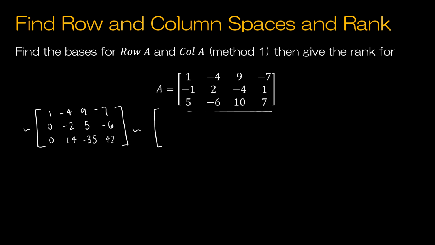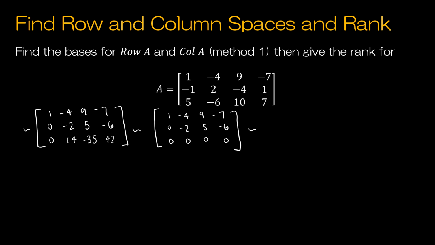I could take a seventh times that last row, but I'm going to go ahead and just try to reduce. So I'm going to keep row 1 the same: 1, negative 4, 9, negative 7. Row 2, I'm going to keep the same this time. And row 3, I'm going to take 7 times row 2 plus row 3. So that's going to give me negative 14 plus 14, positive 35 plus 35, and negative 42 plus 42.